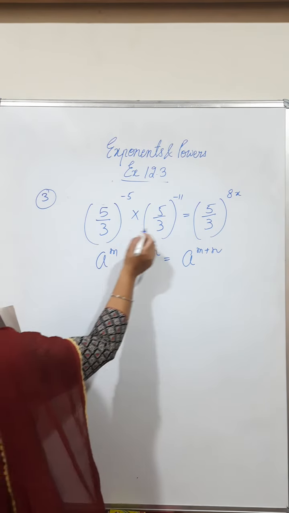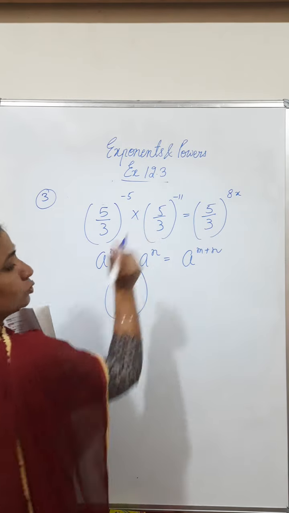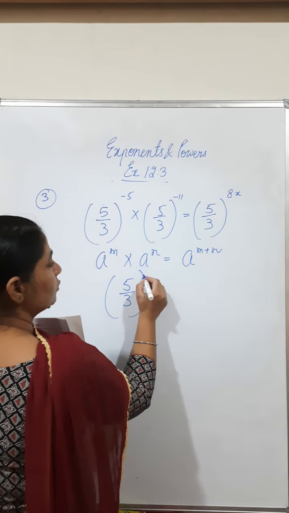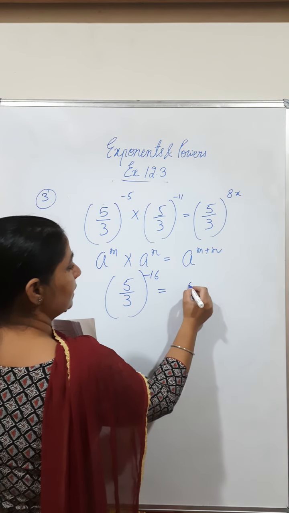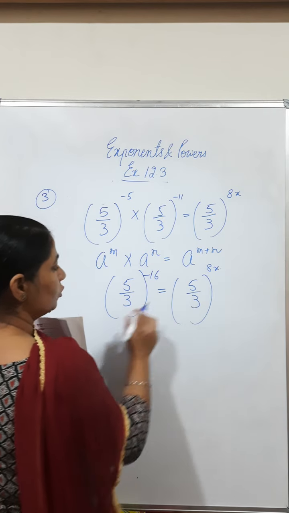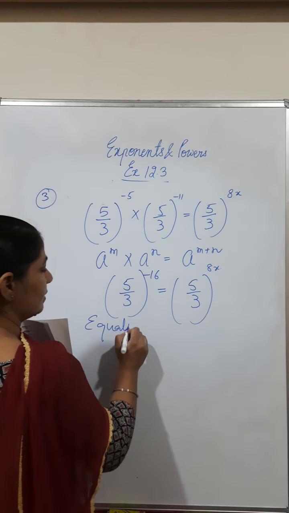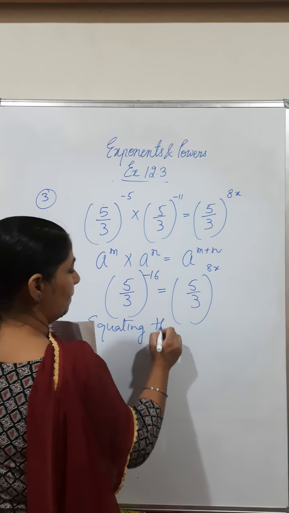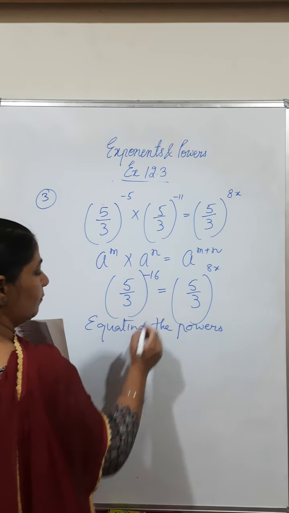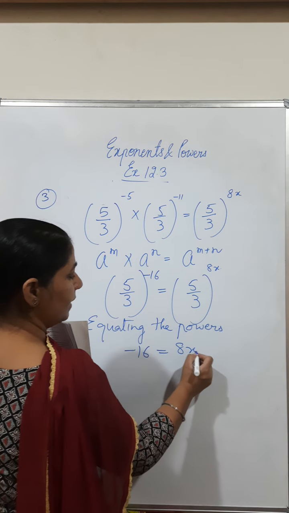So what you will do? This will be 5 upon 3 raised to power, add these two powers beta. Minus 5 and minus 11. Both are negative. So when you will add it, it will become minus 16. 5 by 3 raised to power 8. So bases are same. So what are you doing? You are equating the powers. So beta, when you are equating the powers, what are you getting? Minus 16 and this will be equal to the power 8x.